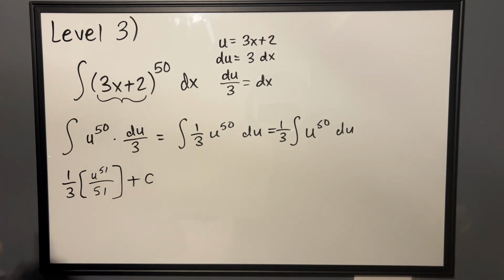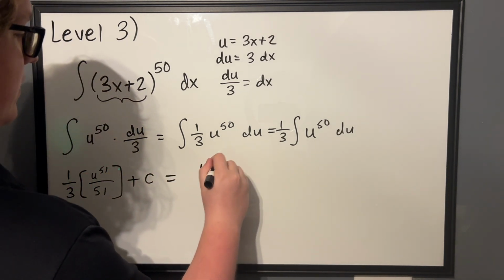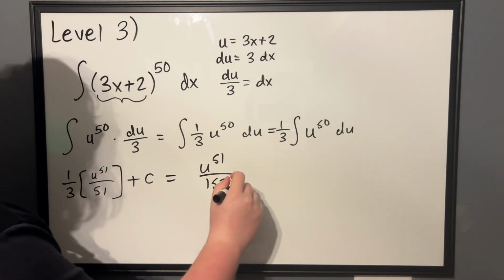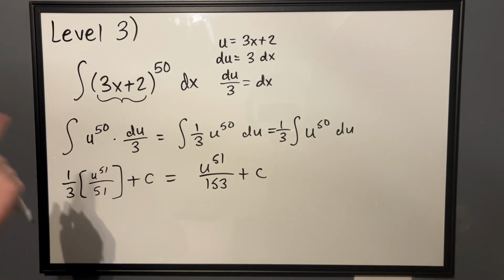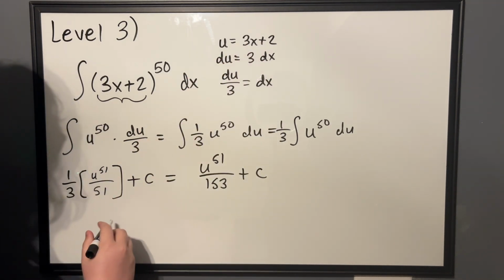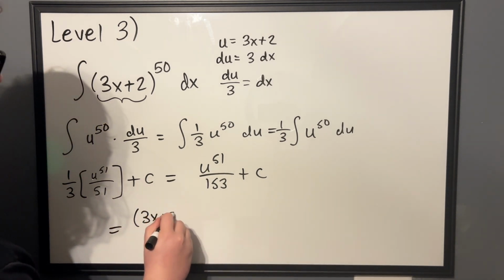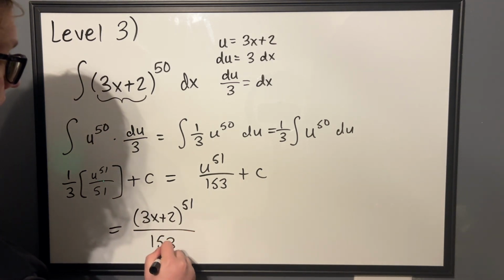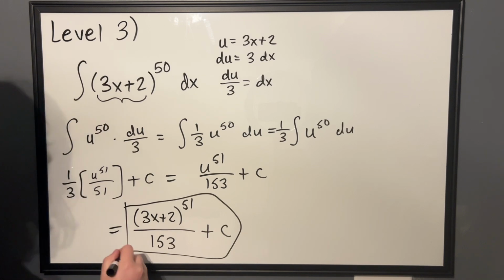Now, we can go ahead and distribute this in. So it'll end up being u to the 51st over 3 times 51, which is 153, plus c. But this is not our final answer because remember, we need it in terms of x, and we have u here. So u was 3x plus 2. So our final answer is going to be 3x plus 2 to the 51st over 153 plus c. And that right there will be our final answer.